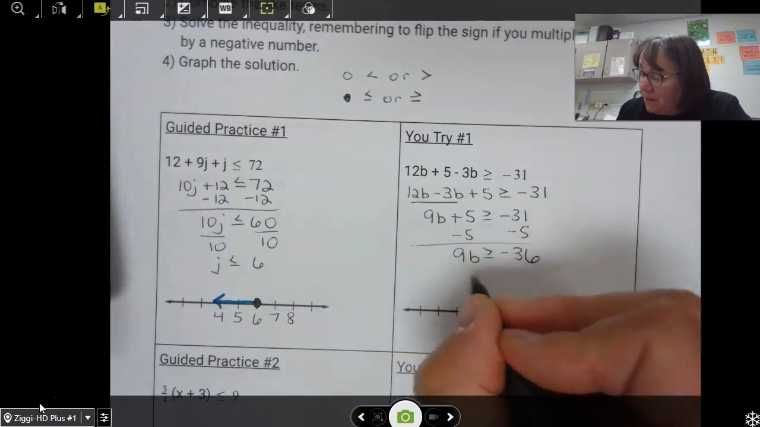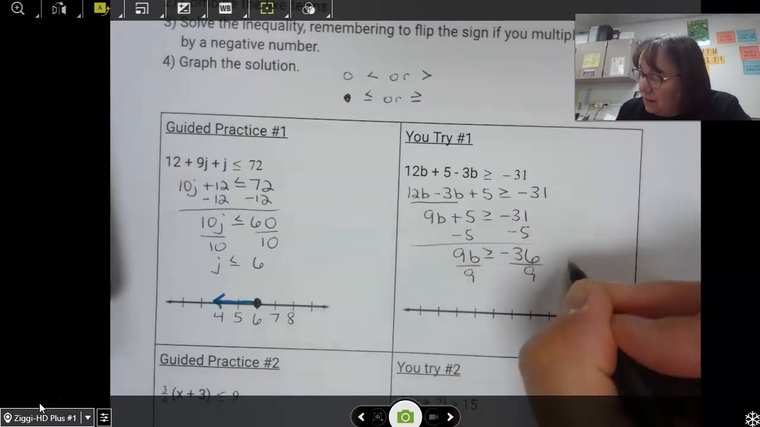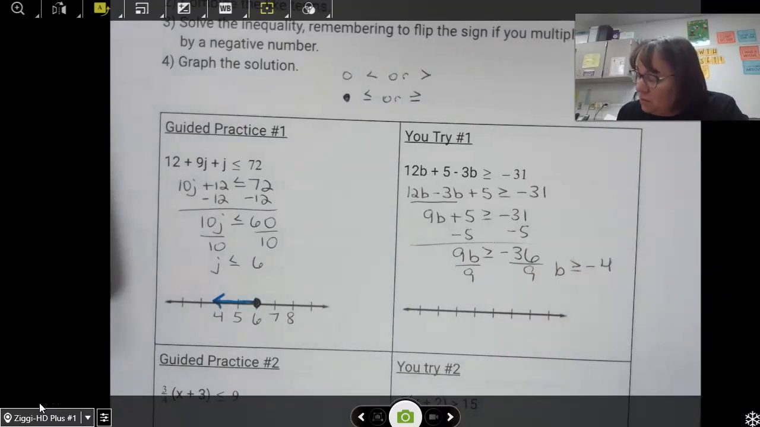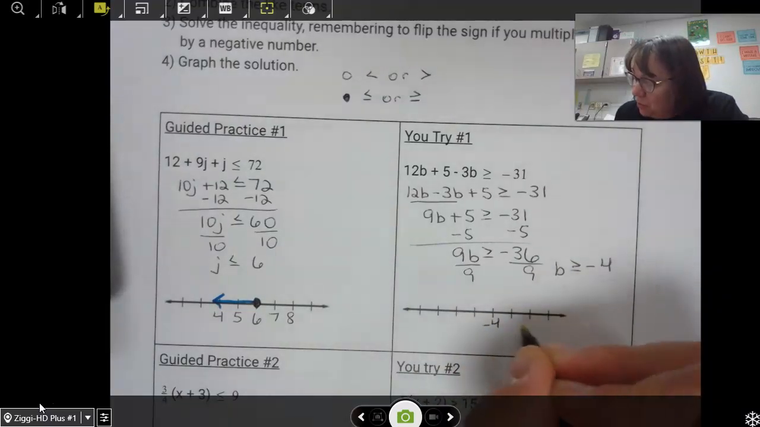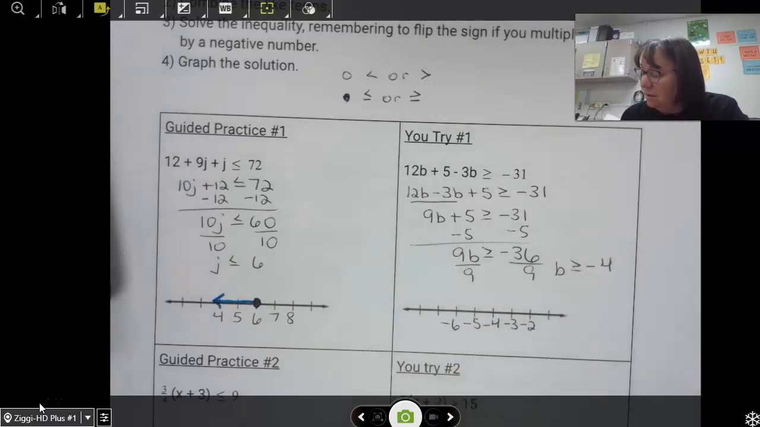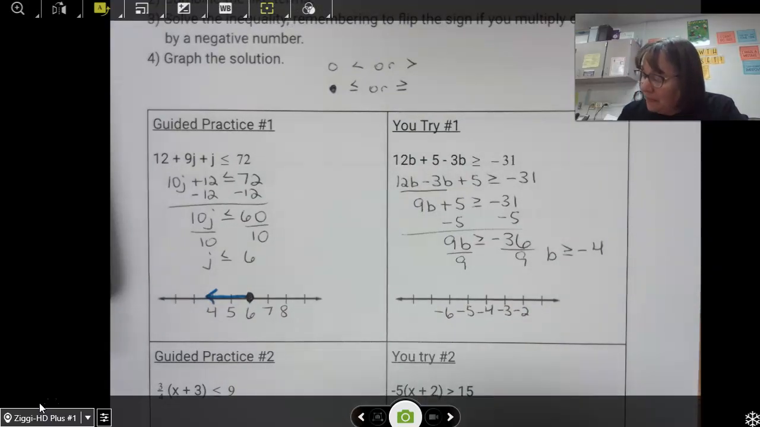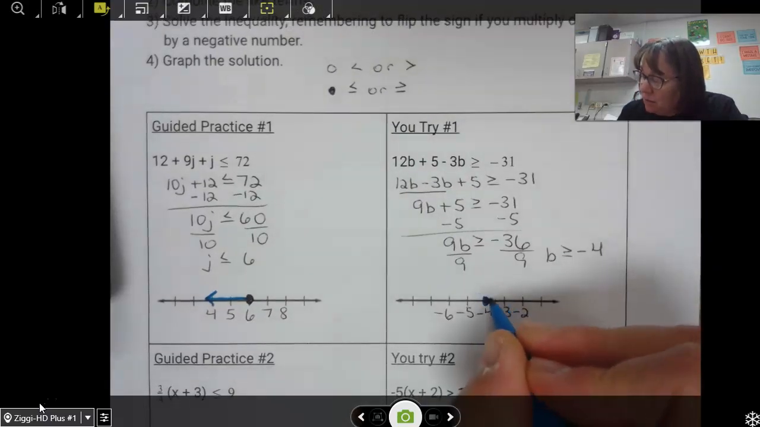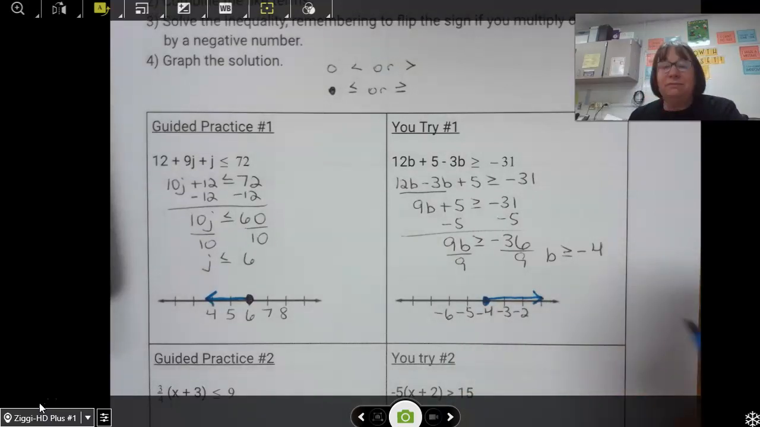And then divide by 9. And b is greater than or equal to negative 4. So I'm going to go down here, put a negative 4, put two numbers on either side, remembering that to my right I'm getting closer to 0. It's going to be a closed circle, and greater than goes to the right.